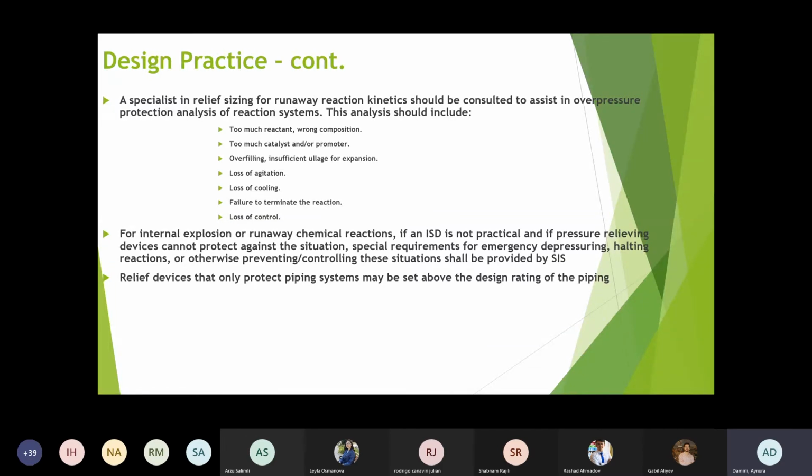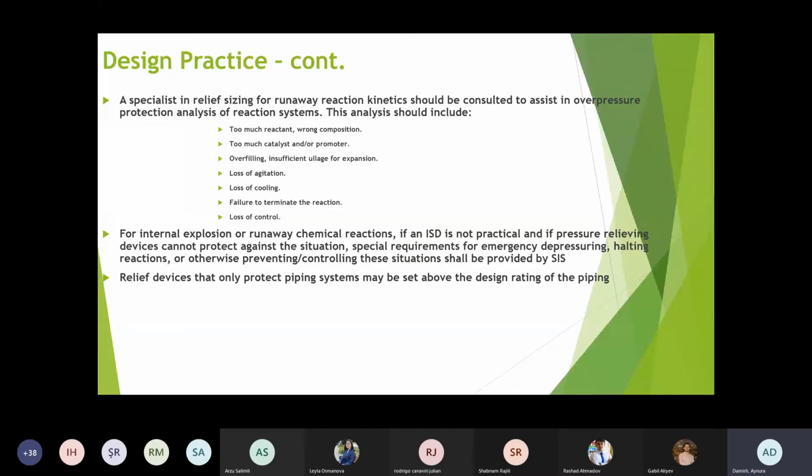For internal explosion or runaway chemical reactions, if an inherently safe design is not practical, and if pressure relieving devices cannot protect against the situation, special requirements for emergency depressuring, halting reactions, or otherwise preventing or controlling the situation shall be provided by safety instrumented systems. And relief devices that only protect piping systems may be set above the design rating of the piping.